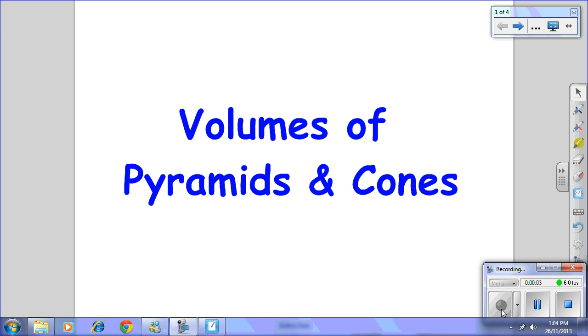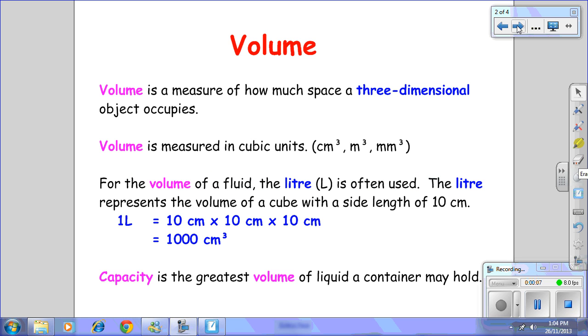Volumes of pyramids and cones. Again, we need to remember what volume is. Volume is a measure of how much space a three-dimensional object occupies. It is measured in cubic units, so it could be centimeters cubed, meters cubed, millimeters cubed, etc.